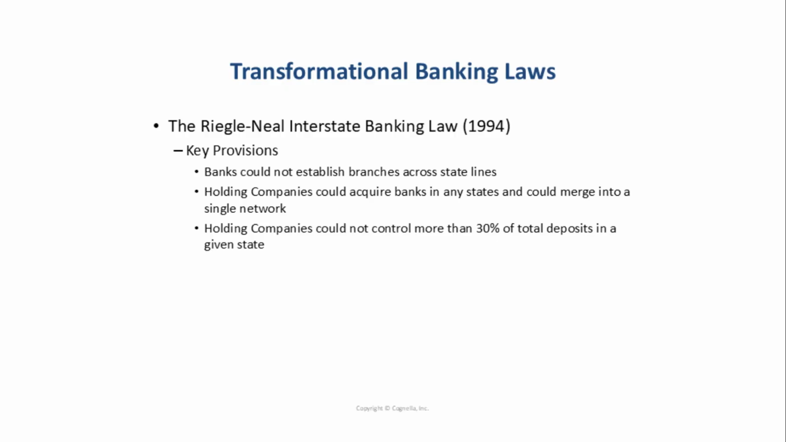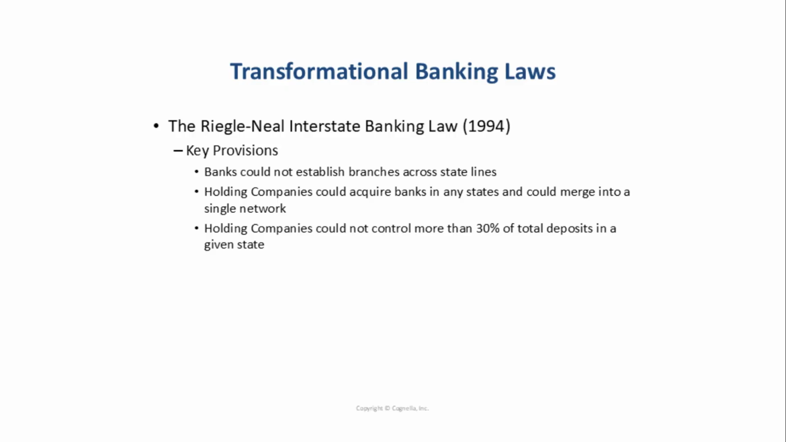The act changed that. It allowed bank holding companies to acquire banks in any state and merge them into a single network. This is why today we see large nationwide banks like Bank of America, Wells Fargo, and J.P. Morgan Chase. Their nationwide presence is a direct result of this law.